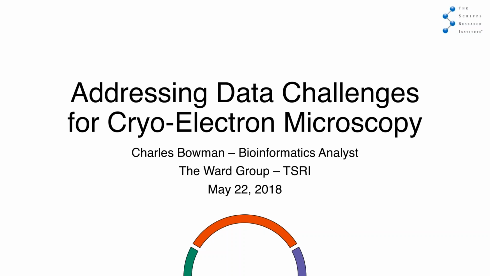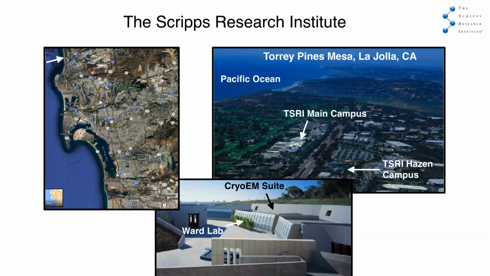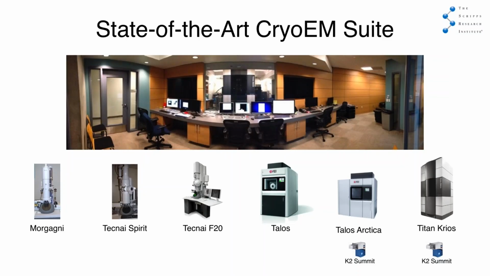A little background about us. At the Scripps Research Institute in Torrey Pines, across from the ocean, underground in a bunker, is the Ward Lab. We're part of the TSRI's Department of Integrated Structural and Computational Biology. We have a state-of-the-art cryo-EM suite underground here. We have 6 microscopes running as close to 24/7 as we can get them, including a Talos Arctica and a Titan Krios, both running K2 Summit detectors.